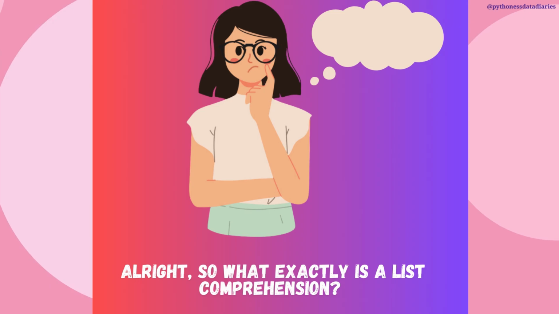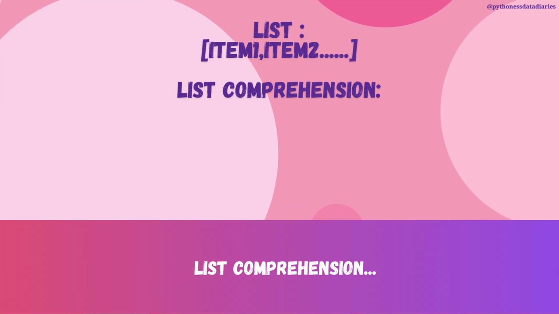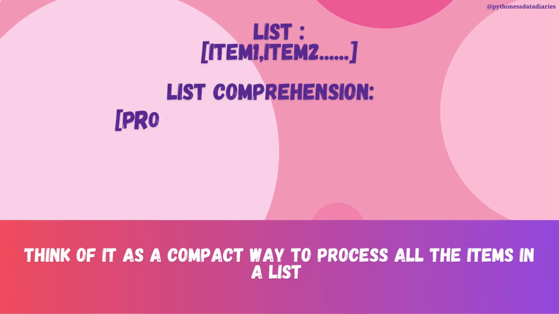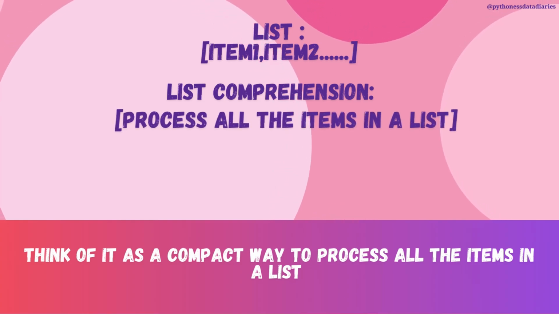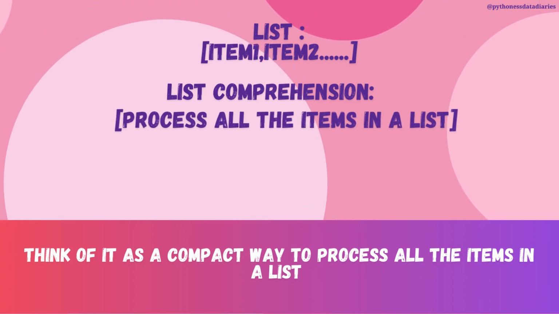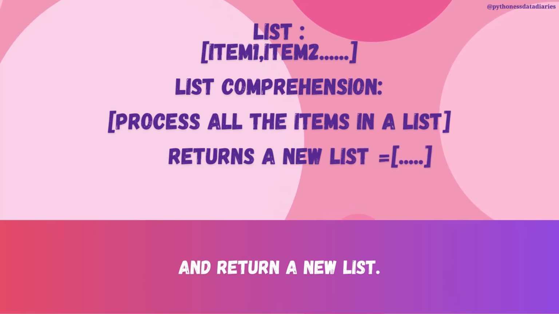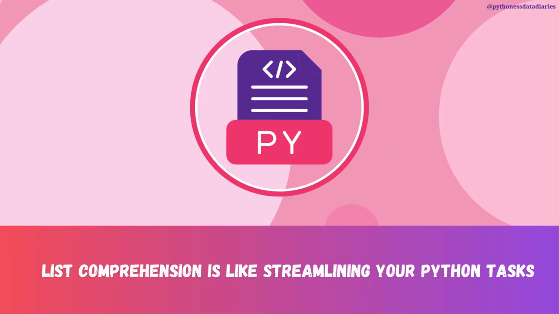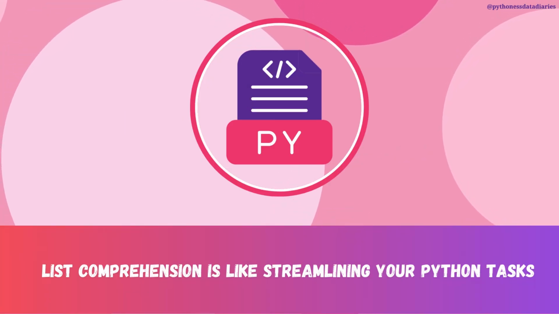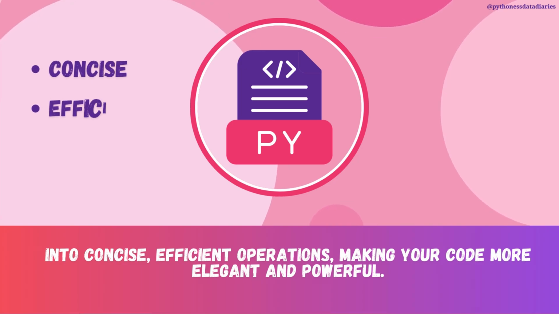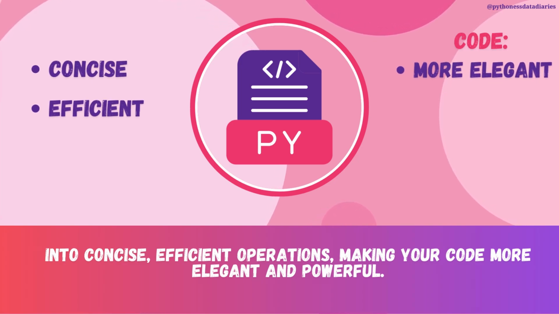Alright, so what exactly is a list comprehension? Think of it as a compact way to process all the items in a list and return a new list. List comprehension is like streamlining your Python tasks into concise, efficient operations, making your code more elegant and powerful.